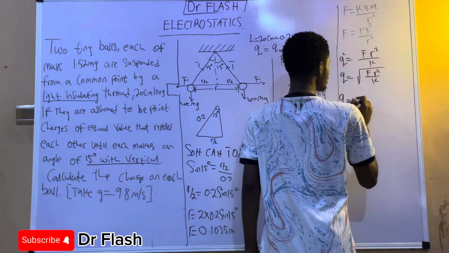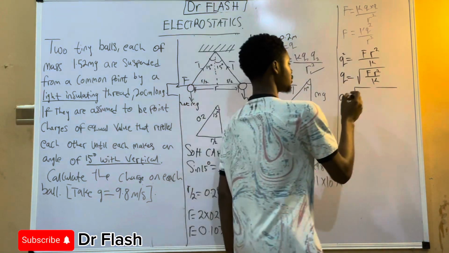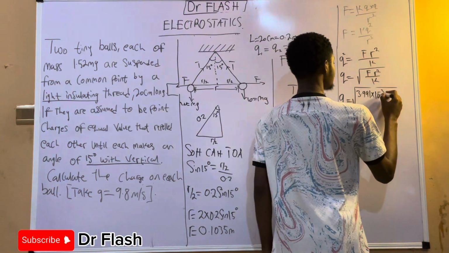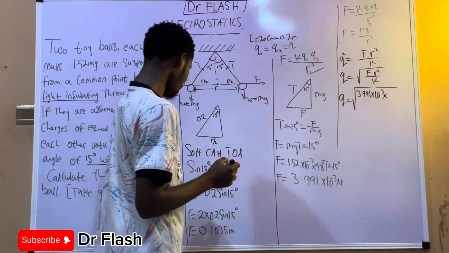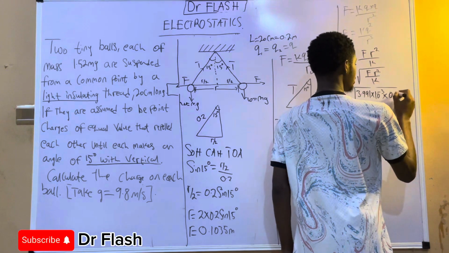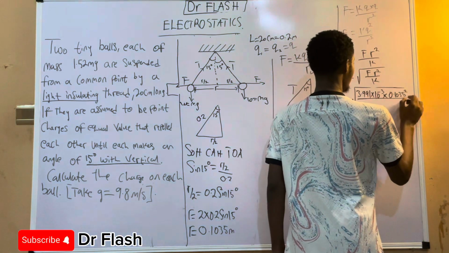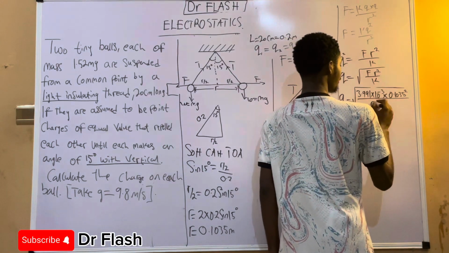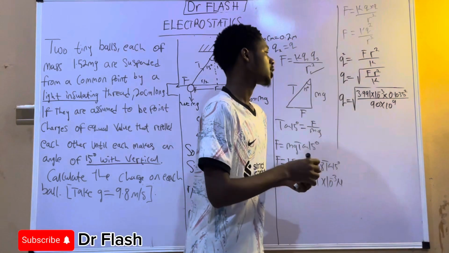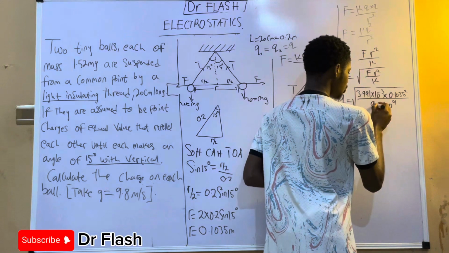So Q is equal to the square root of, now we found the force to be 3.991 times 10 to the power of minus 3, times, what was the value of R? It was 0.1035. So we have 0.1035 all squared, divided by K, which has a value of 9.0 times 10 to the power of 9. Now K has a fixed value. I talked about how we can always derive the value for K in our first video, so that is also something you might want to look up.